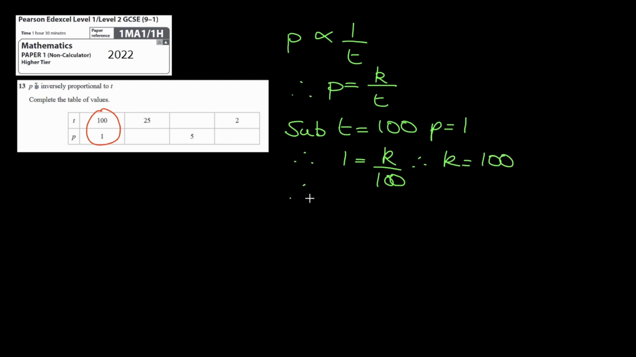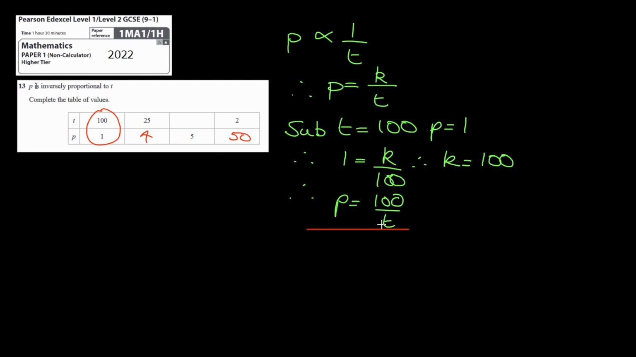Our equation becomes p is equal to 100 over t. So that's an important result. So now we've got to substitute in turn all of these values. If t is 25, we've got 100 over 25, which is 4. When t is 2, we get 100 over 2, so p is 50.